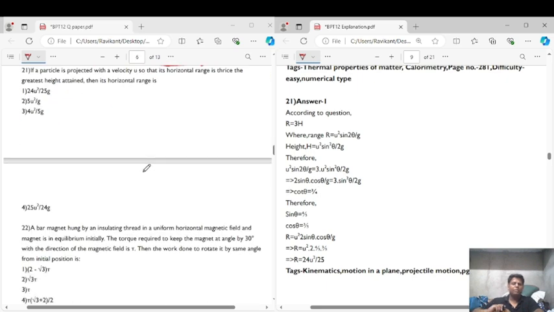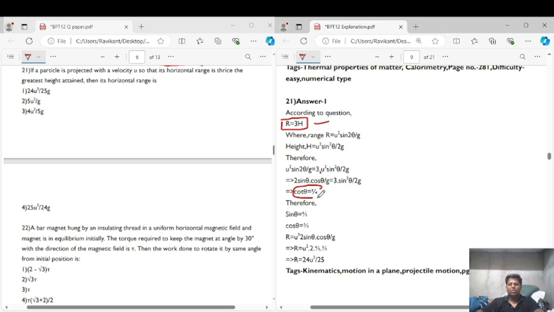Question number 21. Now, if a particle is projected with a velocity u so that its horizontal range is thrice the greatest height attained, then the horizontal range is? Simply they are saying that in a projectile motion R is equal to 3 times of H. We know the formula for R is equal to u square sin 2 theta upon g. H is equal to u square sin square theta upon 2g. Putting these values of R and H in this first equation and solving, we get cot theta is equal to 3 by 4.